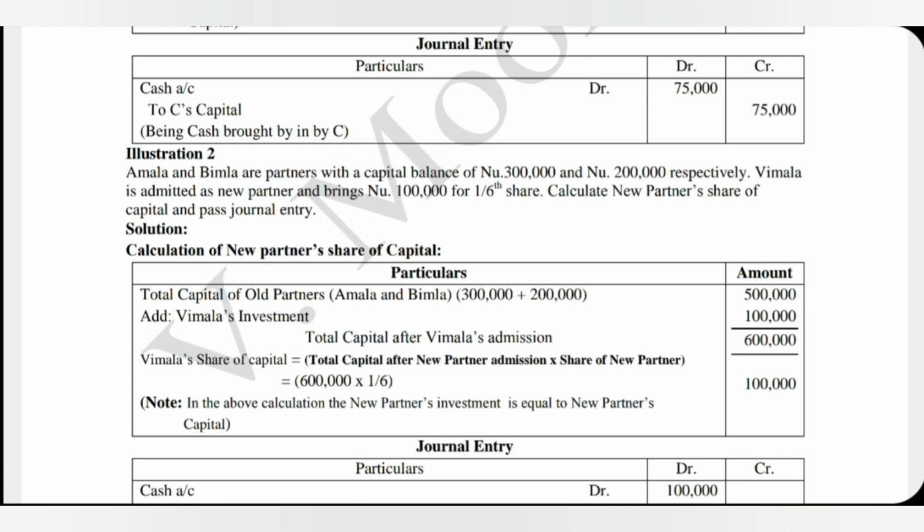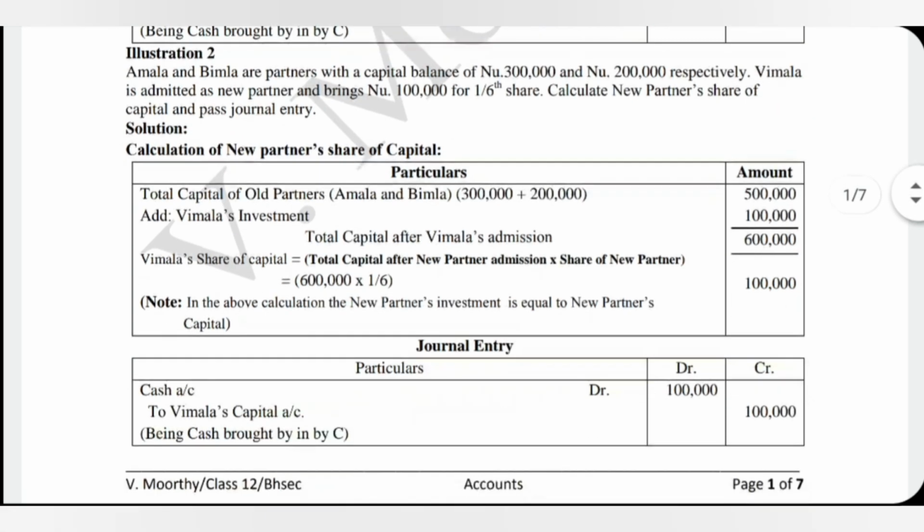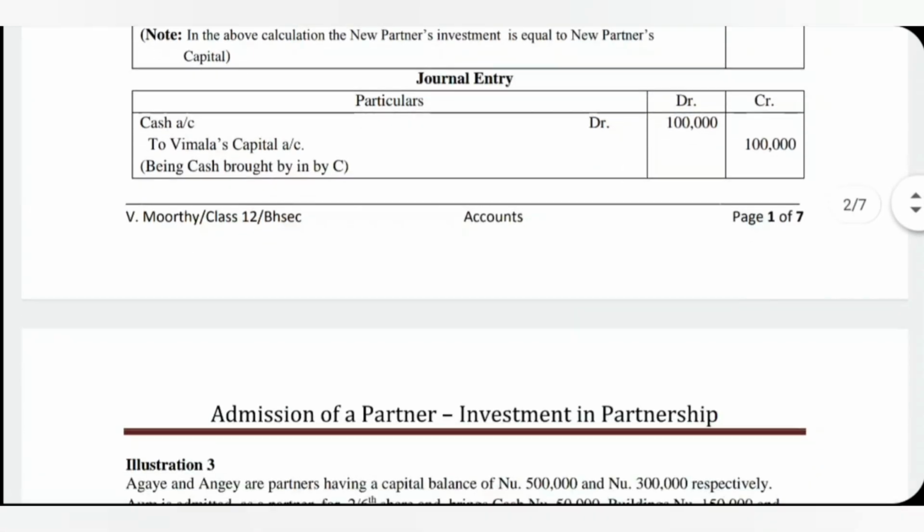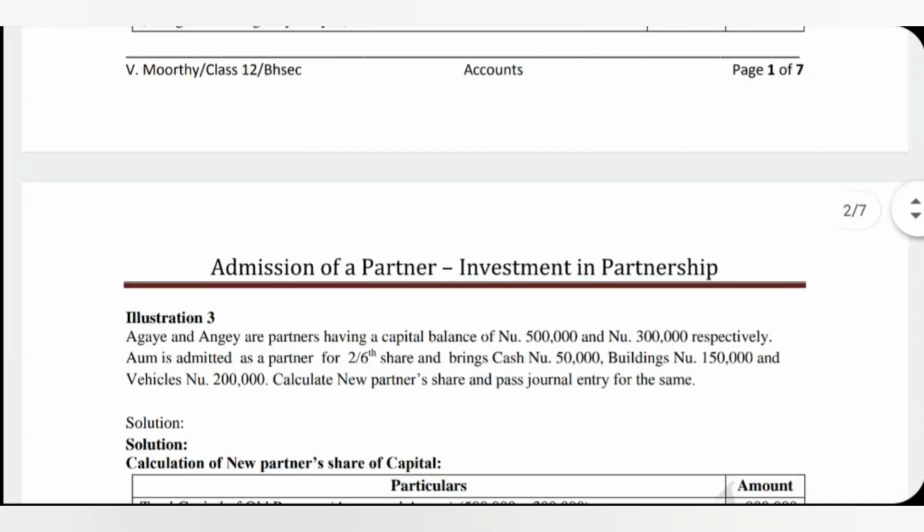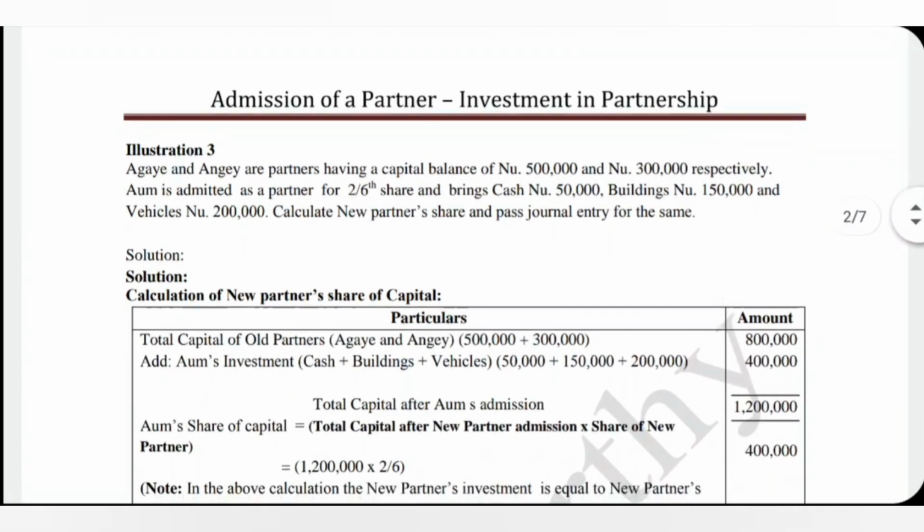What is the journal entry which has to be passed? Again, here cash account to be debited and Vimla's capital account to be credited. Now you can see one more illustration. Age and Ange are partners having a capital balance of 500,000 and 300,000 respectively. Arm is admitted as a partner for a 2/6 share and brings cash of 50,000, buildings of 150,000 and vehicles of 200,000. Calculate the new partner's share and pass the journal entry for the same.